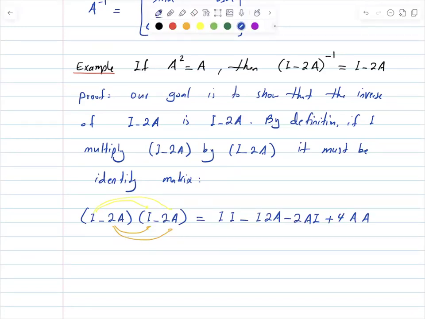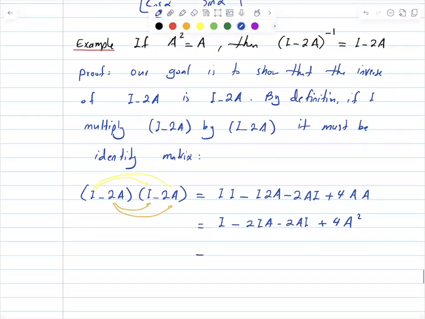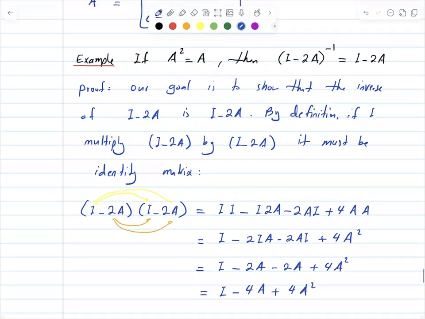Take a look. So here you have multiplication between the identity matrix and itself, which is the identity matrix, minus. So here, if you switch these around, you have 2IA minus 2AI plus 4A squared. IA and AI, they are the same thing. So this becomes I minus 2A minus 2A plus 4A squared. So you get I minus 4A plus 4A squared. Now take a look. We have a nice property.